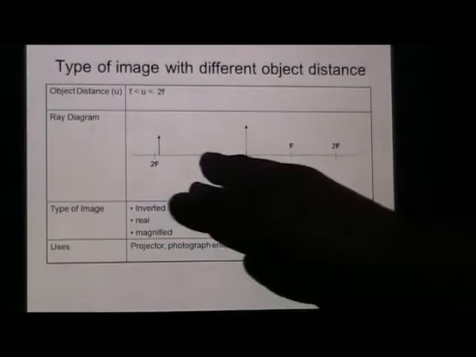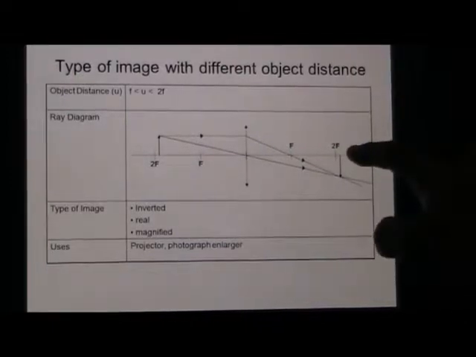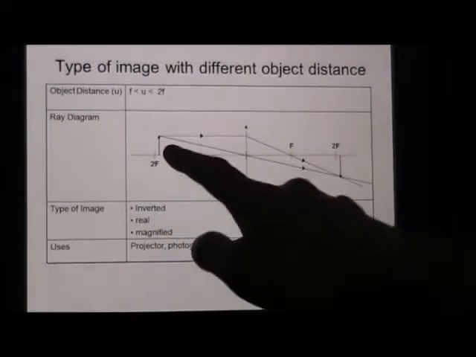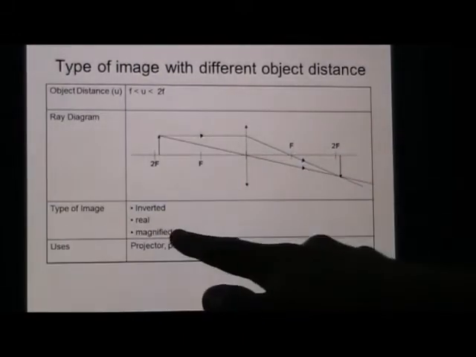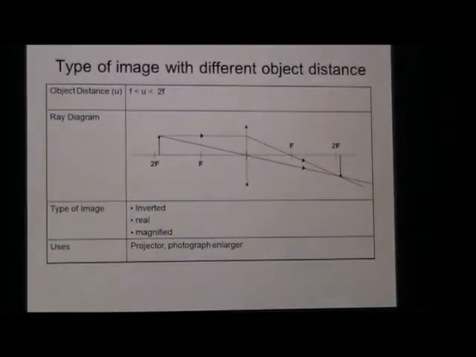Now we move even closer, between 2f and f. Draw the three rays. 1, 2, 3, and we find that the image is formed somewhere here. The type of image is inverted. It's real because it's on the opposite side of the object, and now it's magnified. For this kind of use, you use it as a projector.